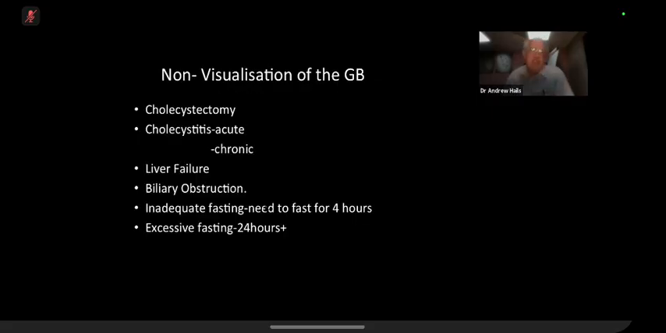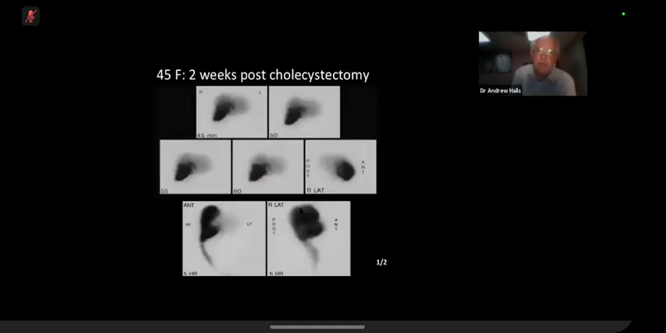So, reasons for not seeing the gallbladder: well, you had the gallbladder out, or you've got cholecystitis. In chronic cholecystitis, the gallbladder may get radiopharmaceutical, but only after about 4 hours. Obviously, if the liver's not working, or there's biliary obstruction, it won't go through. And unfortunately, also both inadequate fasting, because the gallbladder is contracted, or excessive fasting. If the patient hasn't eaten for 24 hours or something, the gallbladder is greatly distended, then the HIDA might not be able to get in. But those are causes of non-visualization of the gallbladder.